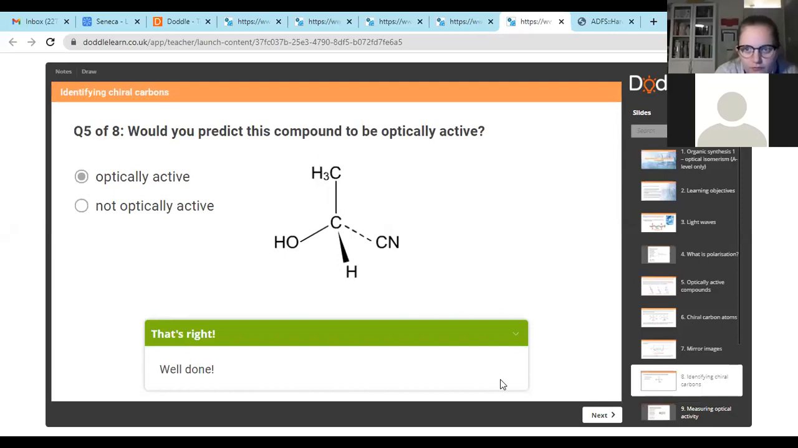There we go. So yeah, that one would be optically active, and now I can't make the screen full size, never mind. We'll get back to it in a minute, because we've got the 4 different groups around it.